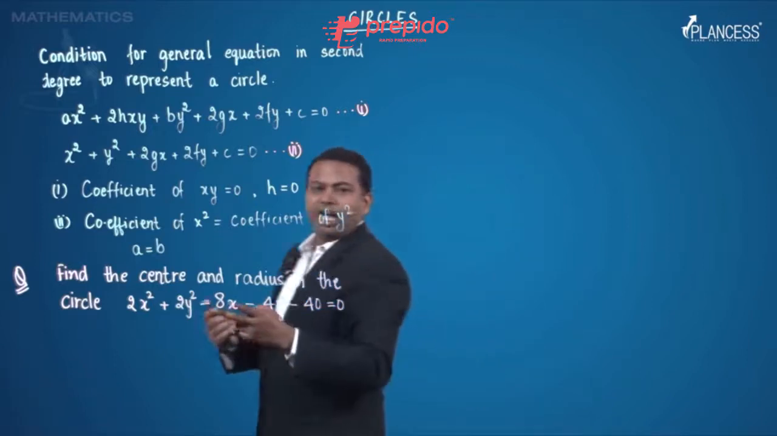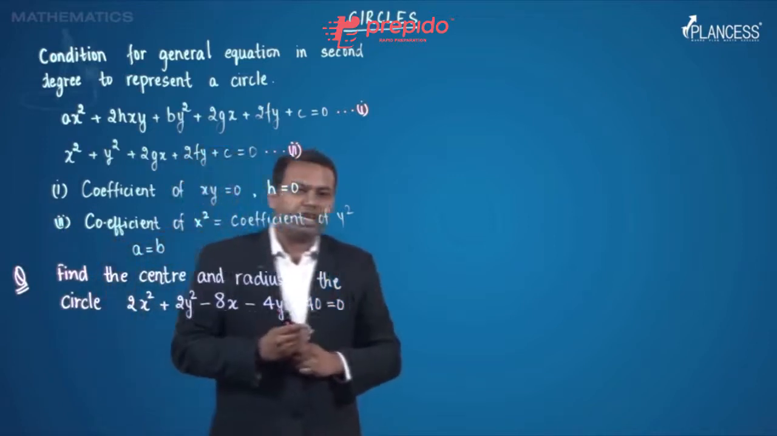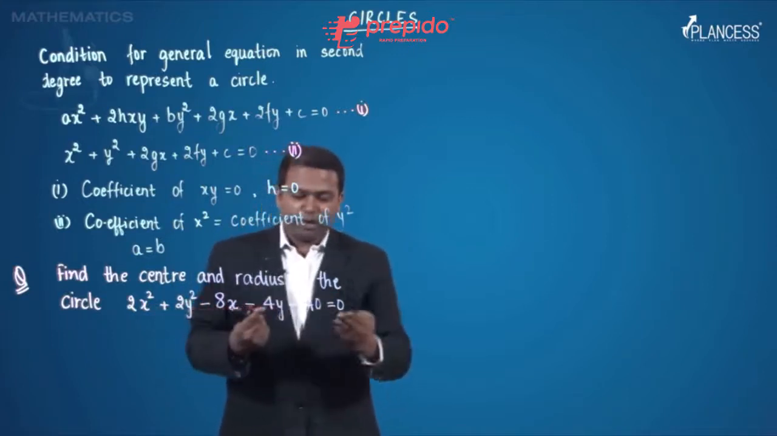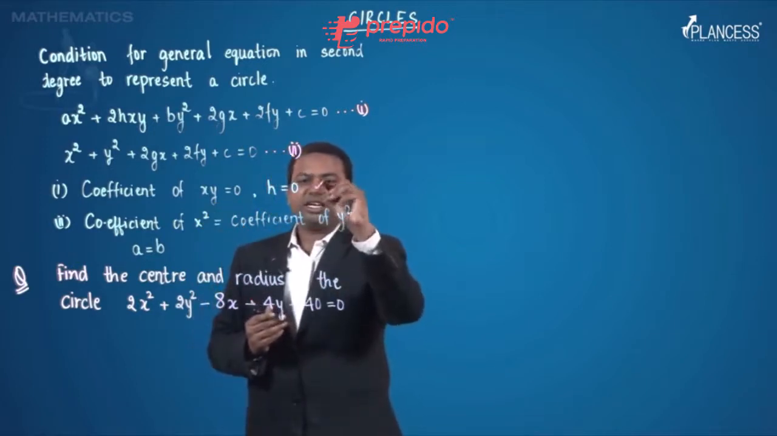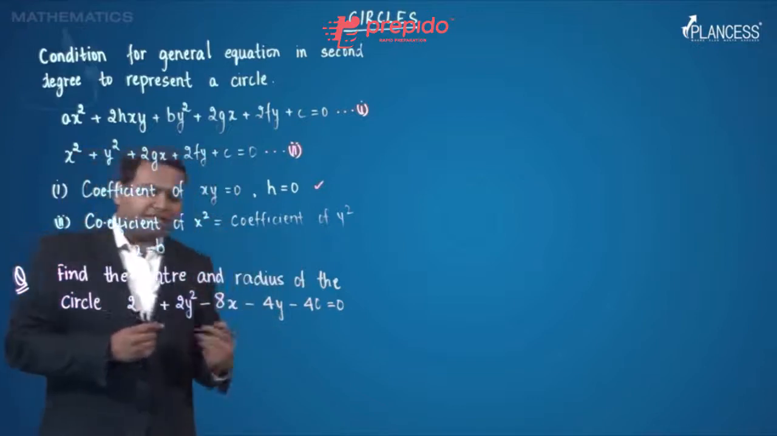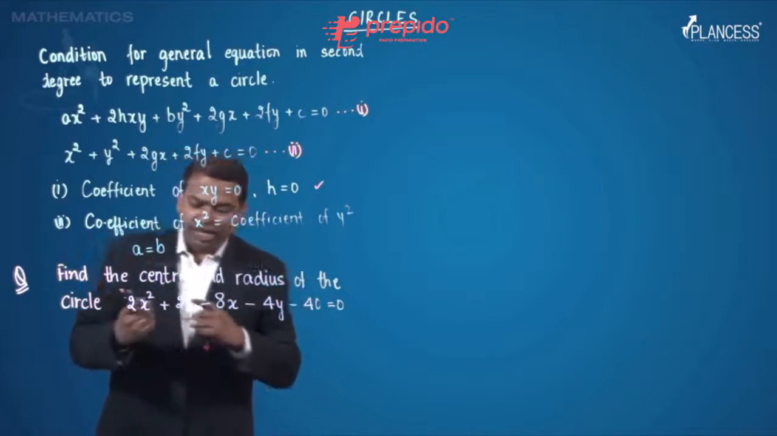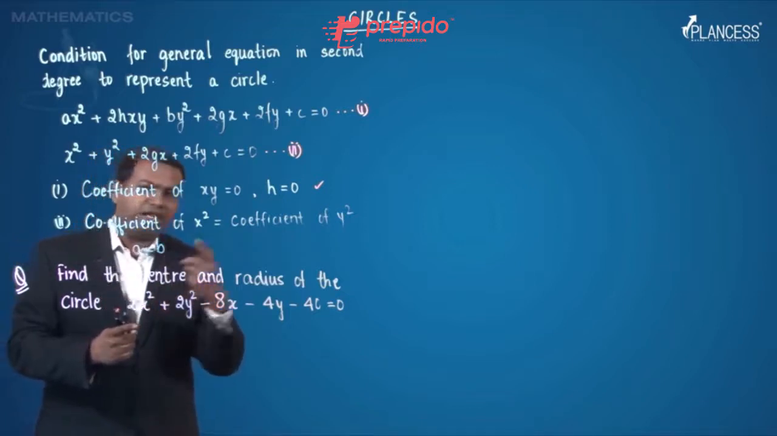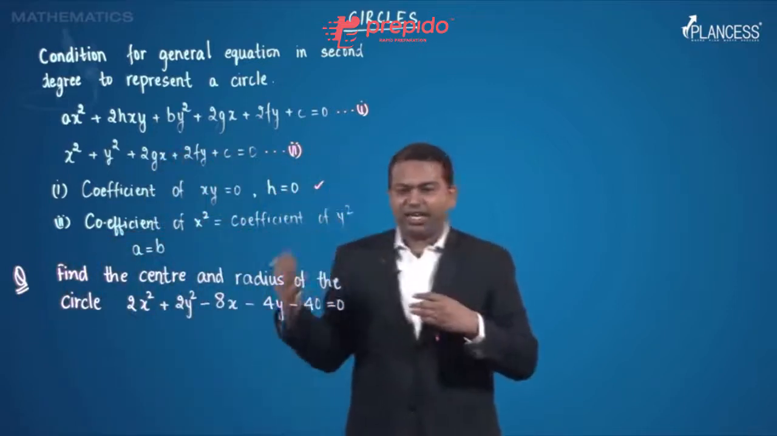For that we have to check two conditions. The first condition is that the coefficient of xy should be equal to 0, which simply means there should be no term containing xy. In this equation, there is no term involving xy, so the first condition is satisfied. Now, let us check the second condition, which says the coefficient of x square and the coefficient of y square should be equal. Here again, clearly the coefficients of x square and y square are equal, and they are equal to 2. So, let us now understand what will be the radius and center of this circle.